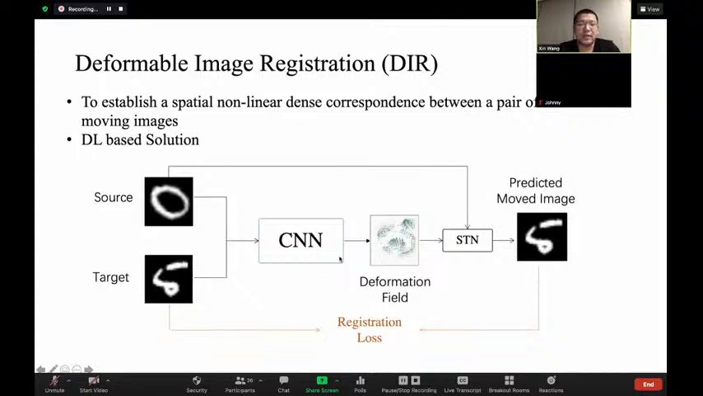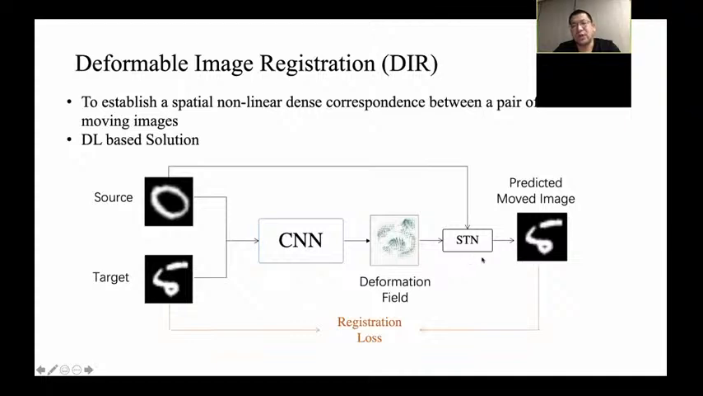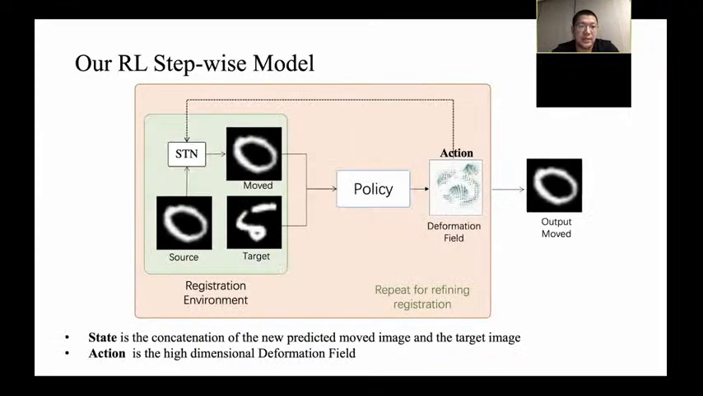Note that in this model, only the CNN part has parameters. This STN just makes some transforms differentiable and makes the whole thing trainable by backpropagation. Yeah, so this is the traditional DR-based method. But because of the complexity of the I2I task, such a model is usually very complex. So let's see our RL-based solution.